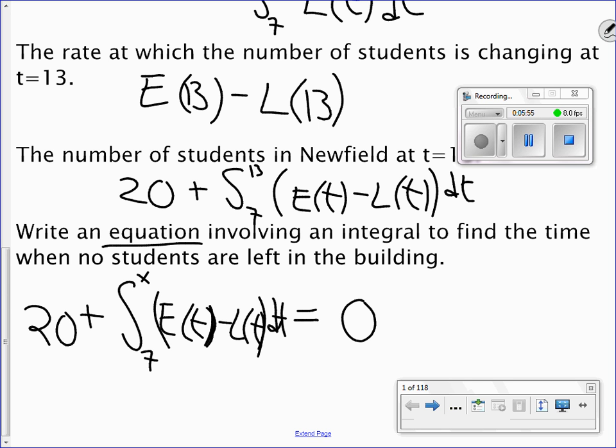Well, we want to write an equation involving an integral to find the time when no students are left in the building. So we want to know when the total number of kids equals 0. So the x, yeah, this would be the time that we're trying to solve for. So the number of kids, like Gina was saying, they didn't tell us what variable to use. You could think of Newfield kids at time 7, and the way you get the change in the number of Newfield kids, your delta n, is by integrating rate in minus rate out. Because this is the derivative of something, if you want to call it n for Newfield. Yeah, they didn't call it anything.